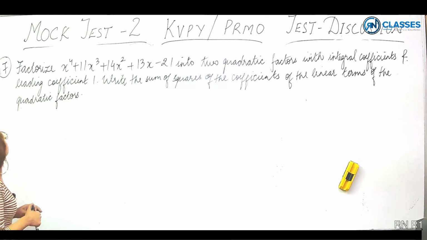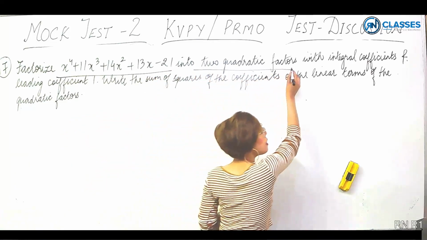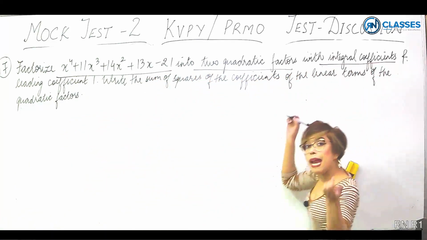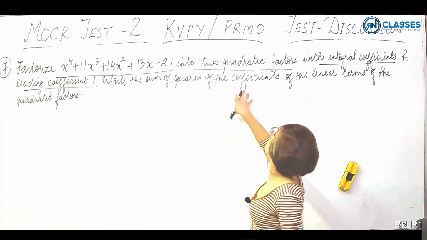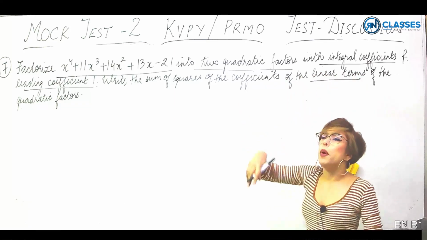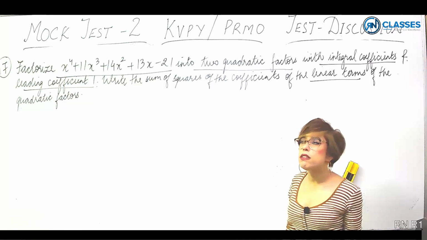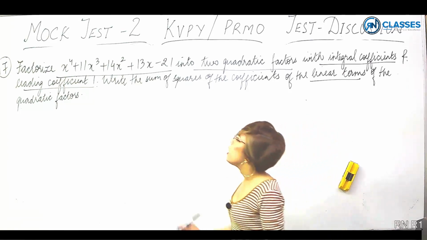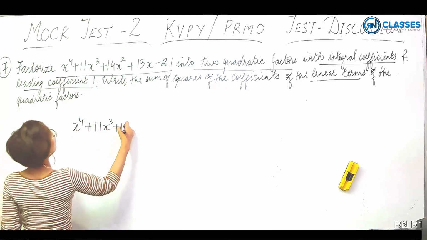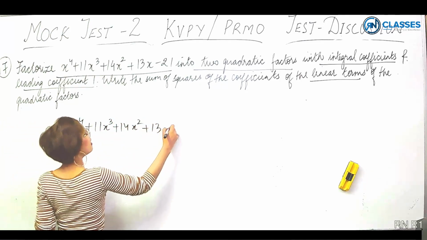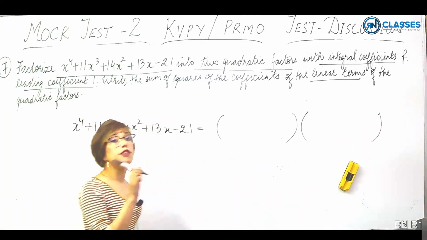Alright, on to the next one. He says factorize this polynomial into two quadratic factors with integral coefficients and leading coefficient equal to 1. Write the sum of squares of the coefficients of the linear terms of the quadratic factors. Now he is talking about the linear terms of the quadratic factors. If I can guess the quadratic factors, I can find the answer. Now I need to factorize x raised to power 4 plus 11x cubed plus 14x squared plus 13x minus 21 into two quadratic factors. And leading coefficient is 1.